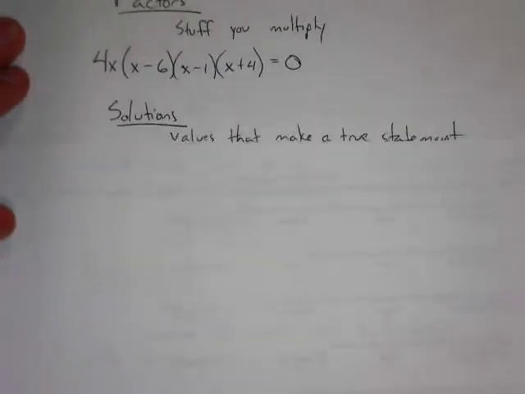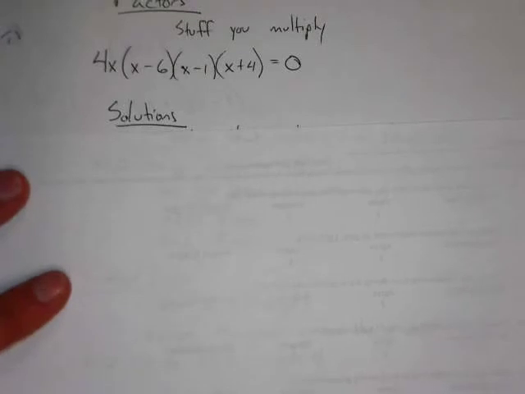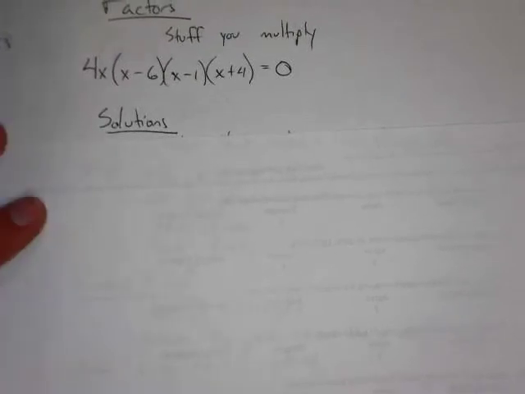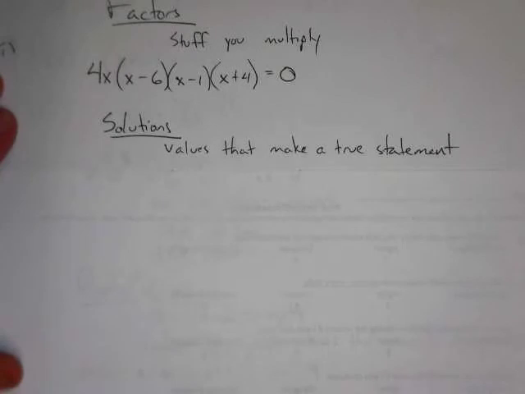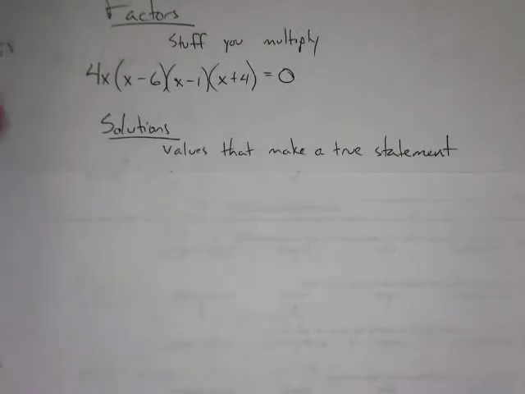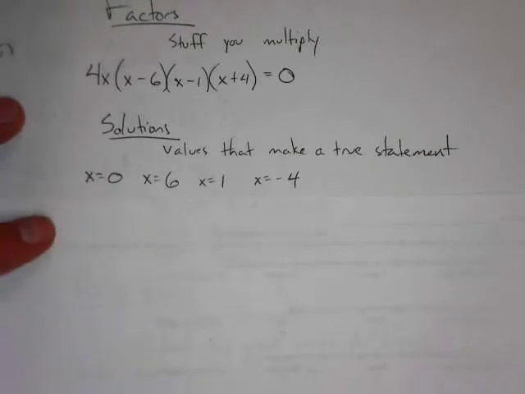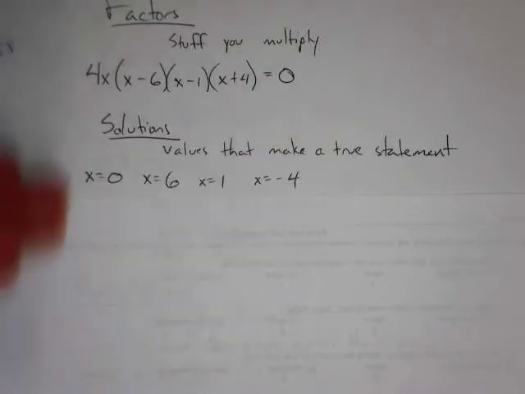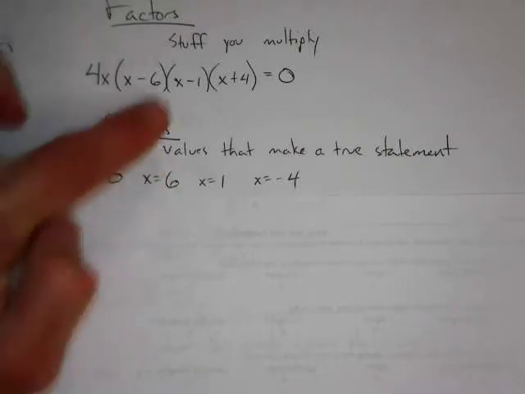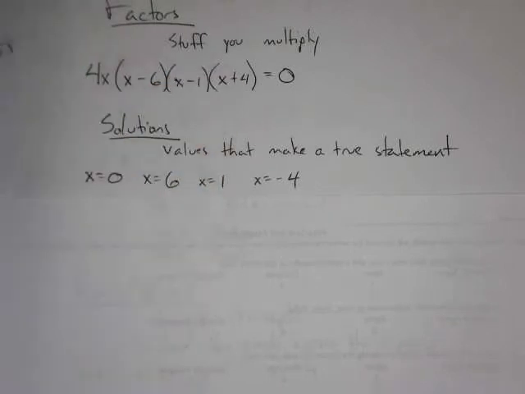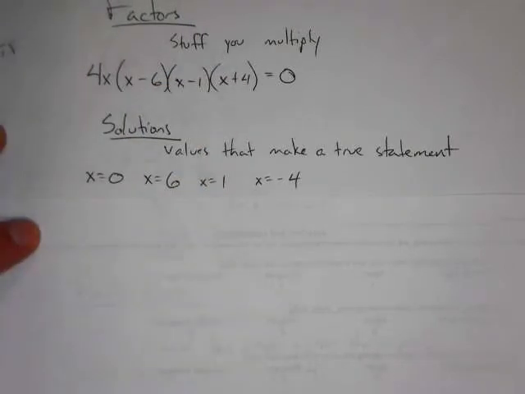And then finally we got to that previous lesson, and we solved things. And we talked about solutions. And so what are solutions? Values of the variable that make a true statement. And so we learned about the zero product property. Now we're able to identify solutions. So in this example, we know we have a solution at 0, x is 0. A solution at 6, x is 6, x is 1, and x is negative 4 because of the zero product property. So we talked about solutions.